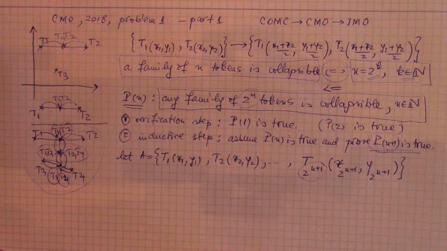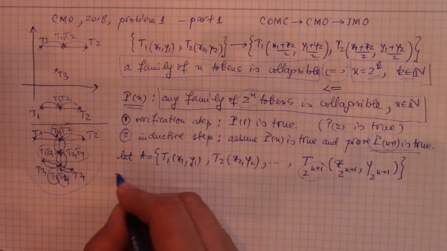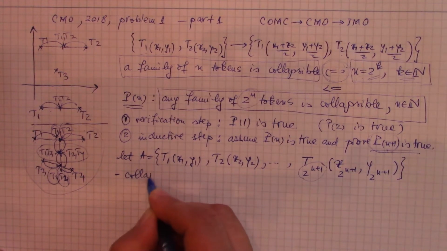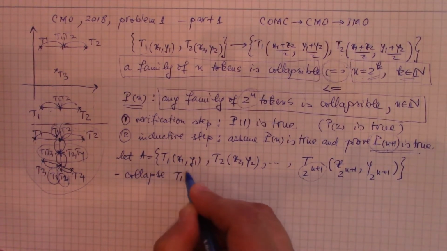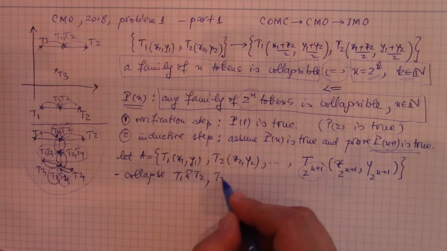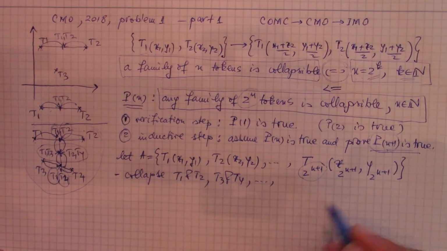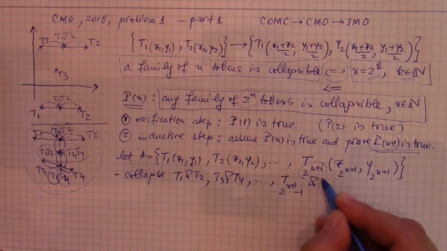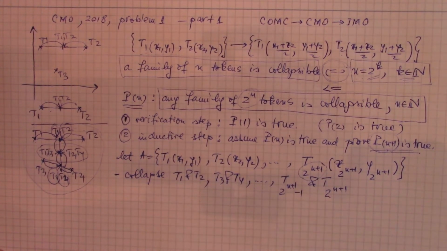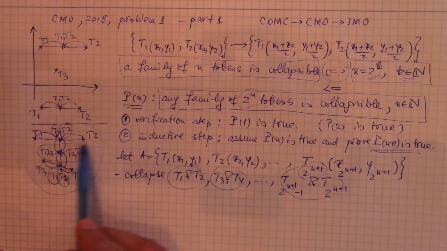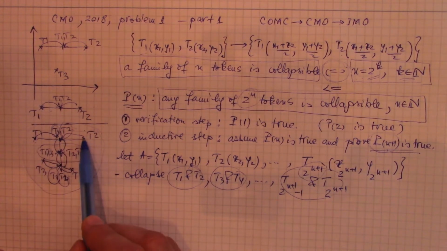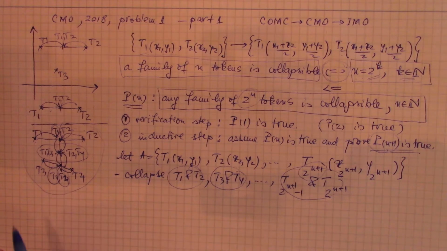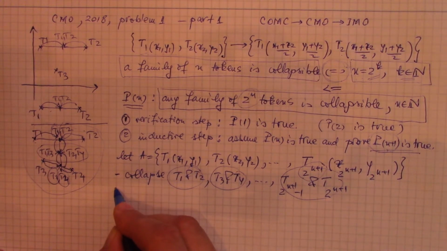How about we do this? How about we first collapse T1 and T2, collapse T3 and T4, and collapse the last 2 tokens, T 2 to the power of n plus 1 minus 1 and T 2 to the power of n plus 1. If we collapse tokens in pairs like so, just like we did when we looked at P of 2, where we collapsed T1 and T2 first and T3 and T4 second, what we get is a family B.